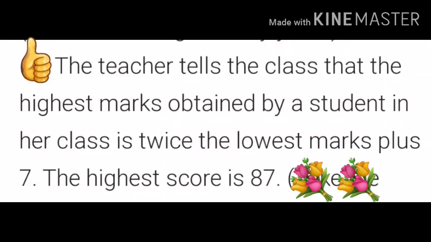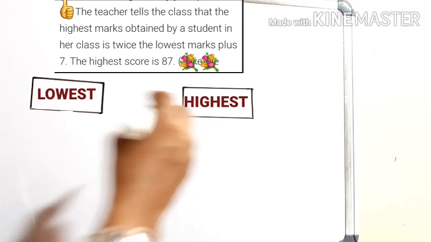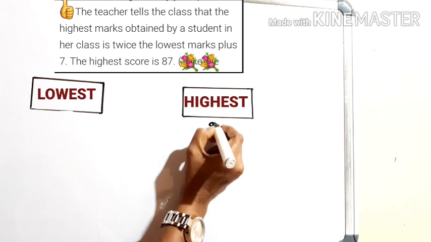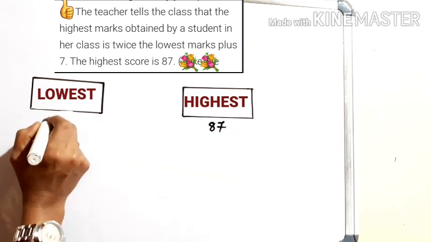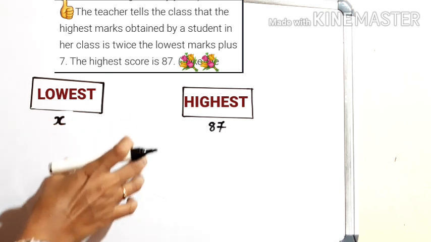198. The highest marks obtained by a student in her class is twice the lowest marks plus 7. The highest score is 87. What is the lowest score? Here we have the highest and the lowest score of a class. Listen, the highest score is 87 here. Lowest score unknown. Let it be x. We have to find the lowest score from this question.